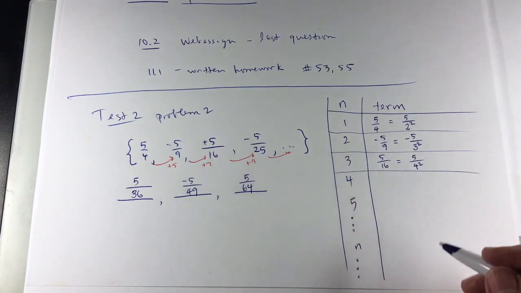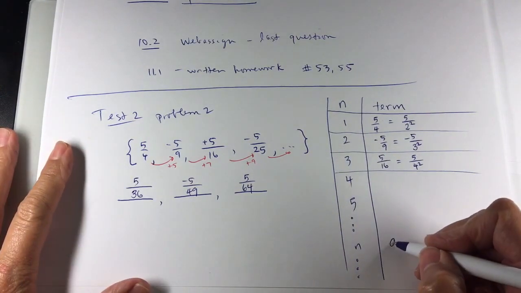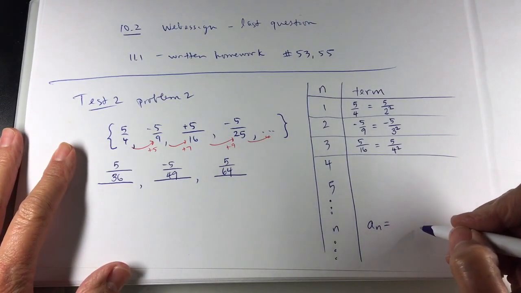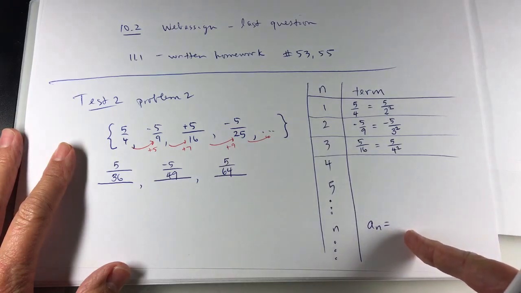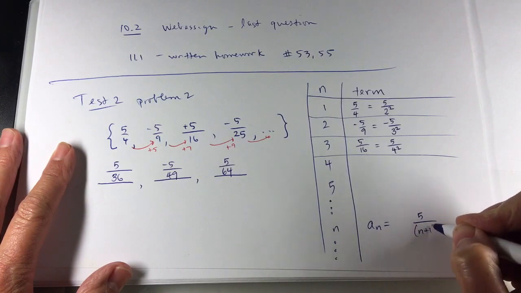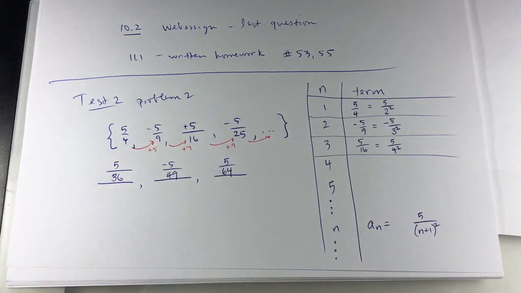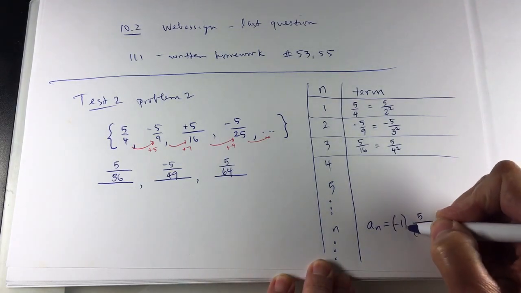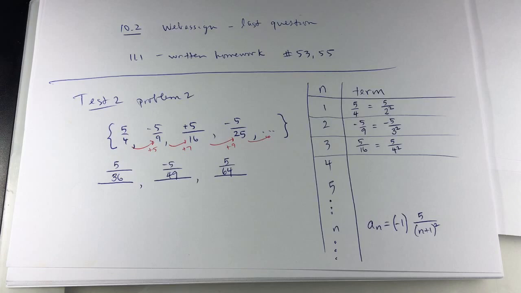It's 1 bigger. So for the nth term, I might write a sub n equals. I'm going to leave a little space right here because I got the 5. I got the n plus 1 squared. The little space is to deal with the negative sign. It's going to be negative 1 to some exponent. And so I have to think about the exponent. The first term was positive. The next one's negative. The next one's positive.